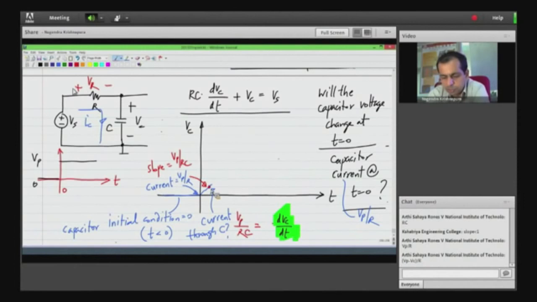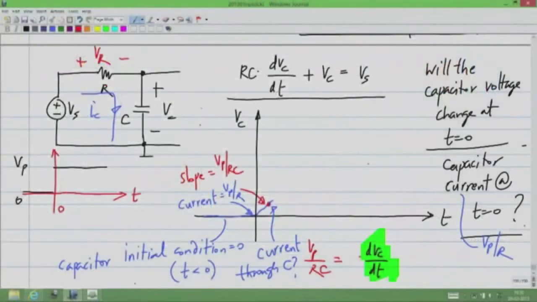Exactly. So the current through the capacitor is Vp minus Vc by R. Now, when the capacitor voltage was 0, the current was Vp by R. But when the capacitor voltage increases a little bit, the current will decrease. So the current here is smaller than the current there. Now, what does that mean? Because the current is proportional to the slope of the capacitor voltage, or the other way around, the slope of the capacitor voltage is proportional to the current through it.